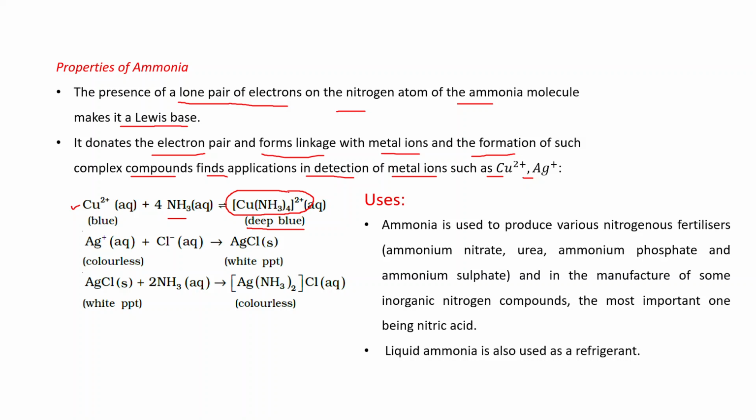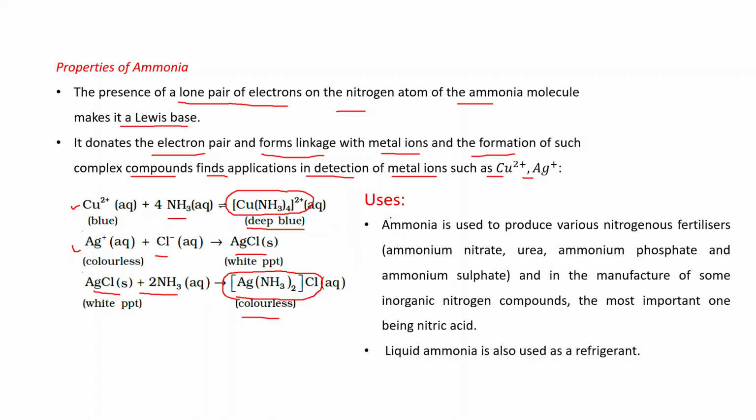Actually this is one complex or coordination compound. More detail we will discuss in coordination chemistry; a separate chapter is there. Ag plus is colorless. When it reacts with Cl minus, we will get the white precipitate of AgCl. But when this white precipitate of AgCl is treated with ammonia, we will get an aqueous solution of, again, a coordination complex, which is colorless.